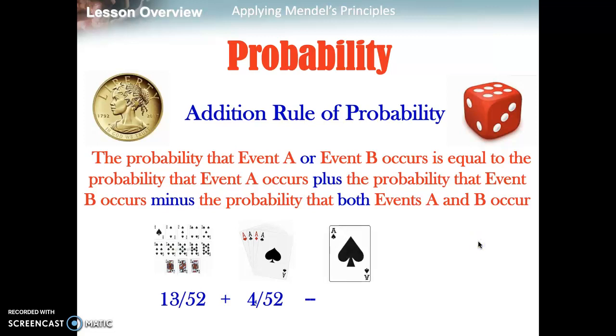And then you're going to have to subtract one of those because the ace occurs in both situations. The ace here and the ace here. So we subtract that 1 out of 52 because these occur in each situation. The result is 16 out of 52. That equals 4/13. Again, we like to give our probability in the lowest terms. So 16/52 is acceptable, but you should try to reduce it the best you can.